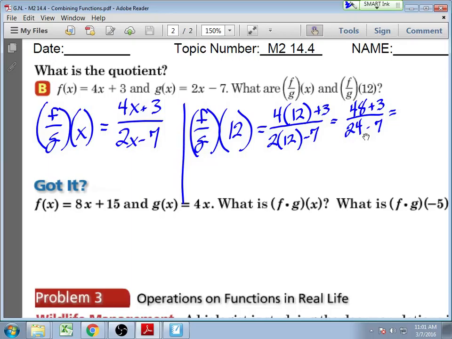And Mackenzie? What is it? Yeah, you get 51 over 17, which simplifies out to 3.